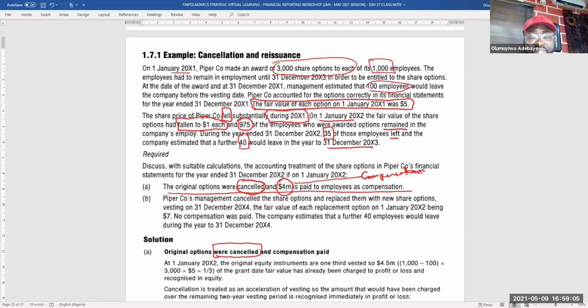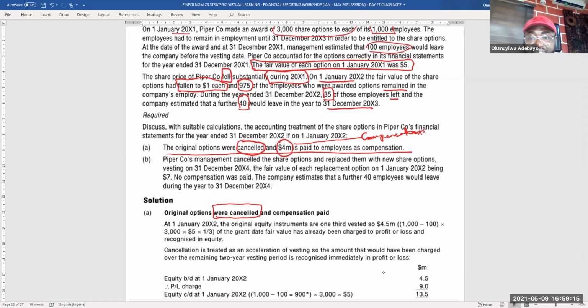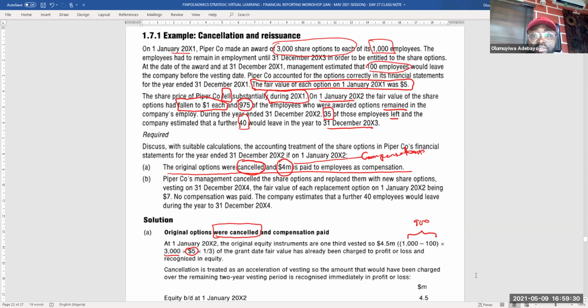It then means that out of 1,000, only 900 people will benefit. You arrive at 900 by deducting 100 from 1,000. And the 900 will be entitled to 3,000 each at the fair value as at the grant date. If you remember, this is the fair value as at the grant date. Since we are in year one, we take 1/3 of it, because the service condition is for 3 years, and that is how we arrive at 4.5. This 4.5 is our balance brought forward to year two.